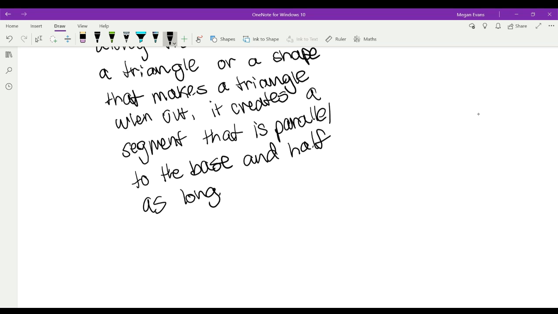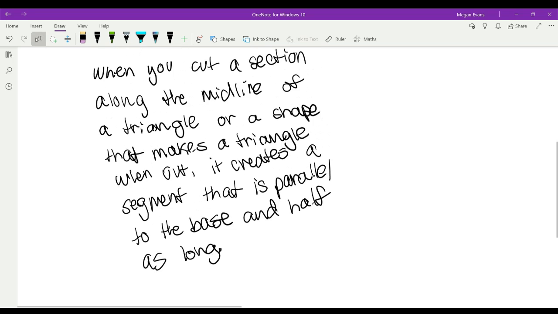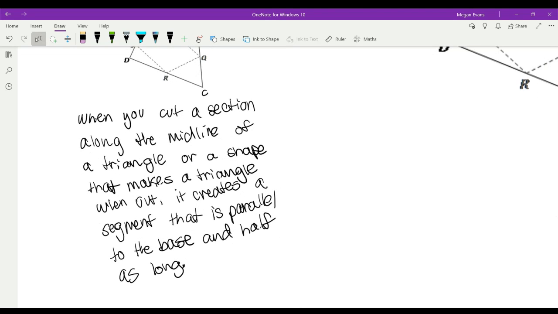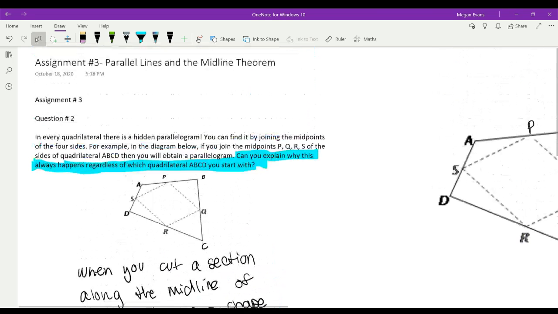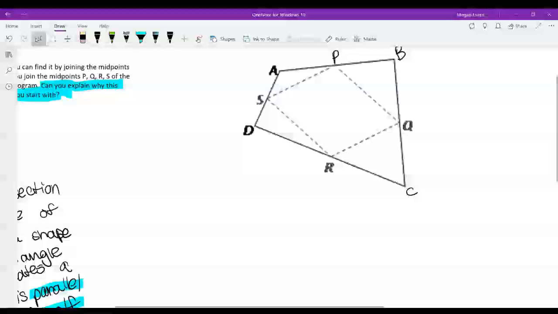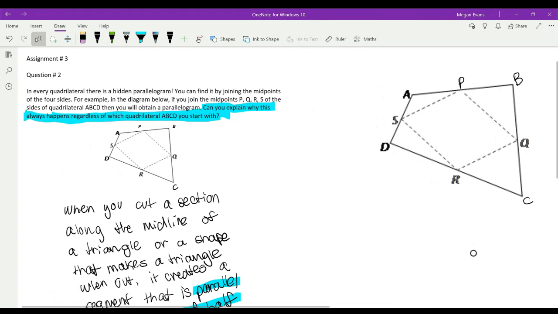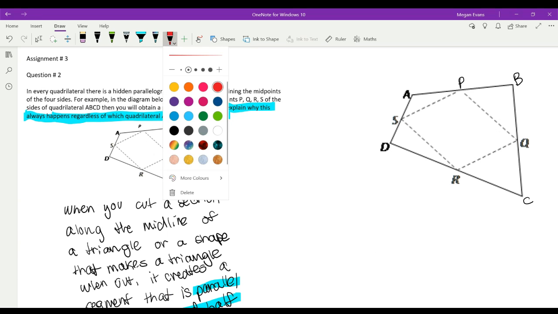Okay, perfect. Sorry, I know that was a lot of words, but it is really important for us to know. So when you cut a section along the midline of a triangle or a shape that makes a triangle, when cut, it creates a segment that is parallel to the base and half as long. So that last part, parallel to the base and half as long, is what we're going to be looking for in our diagram. So I've drawn a bigger one to the side. Yours will be a little bit smaller than mine, but that's okay. Just bear with me and work with what you have.